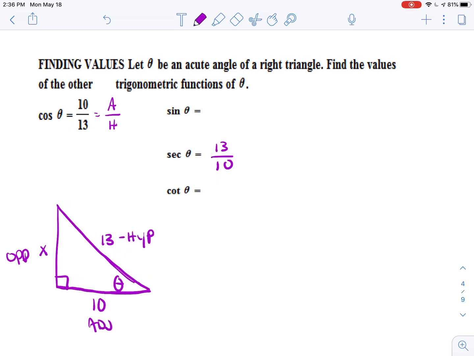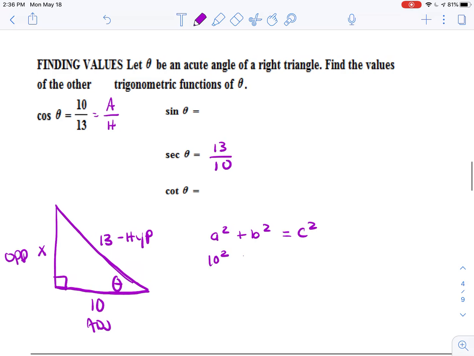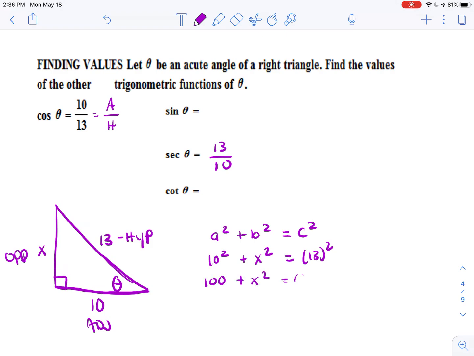So do we need our opposite side for any of the trig functions left? Well, unfortunately we do. So we're going to have to calculate using the Pythagorean theorem. A squared plus b squared is equal to c squared. So we have 10. We don't have the other side. And we have 13. Okay, so 100 plus x squared is equal to 169. Subtract 100 from both sides. We get 69. Square root both sides. x is equal to plus or minus radical 69.